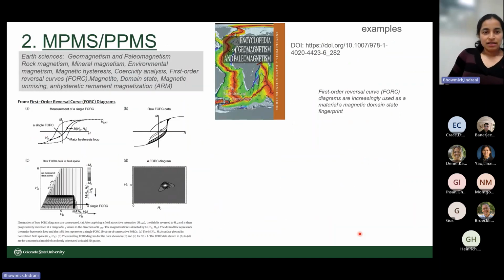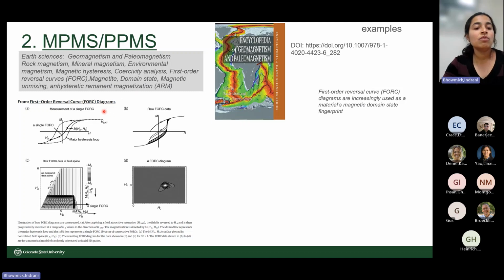Another example in the art and science: geomagnetism, paleomagnetism, rock magnetism, a lot of places have uses of MPMS and PPMS. A very well-known but unique measurement they do is the first order reversal curve (FORC) measurement. So we saw the hysteresis, and in hysteresis, sometimes we have this anhysteretic remanent magnetization. The reason is the rock sample is not a single domain. It has a lot of impurities, little defects, and geological samples are not as uniform in simple geometries.